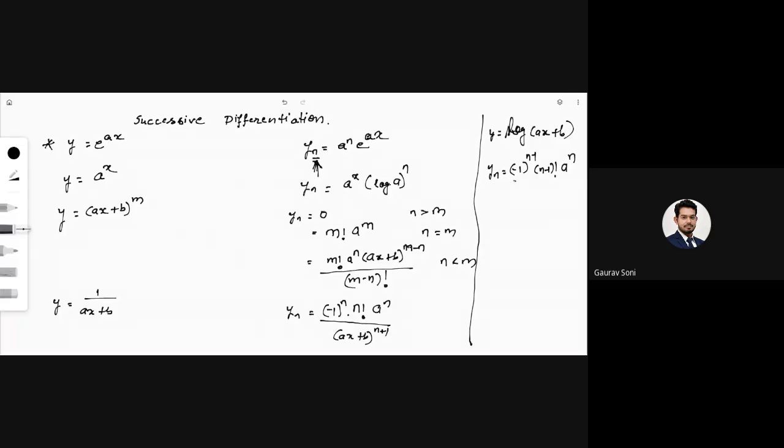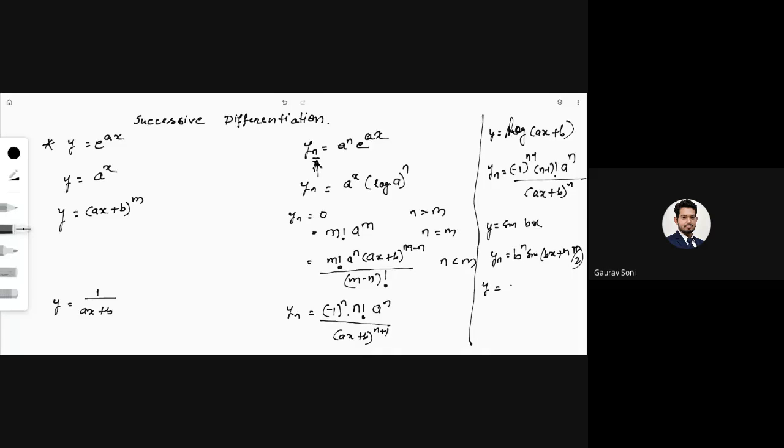To n upon ax plus b raised to n. Then if y is equal to sine of bx, then yn is equal to b raised to n sine of bx plus n pi by 2. If there is bx plus c, it will not make a difference. It will be b raised to n sine of bx plus c plus n pi by 2.